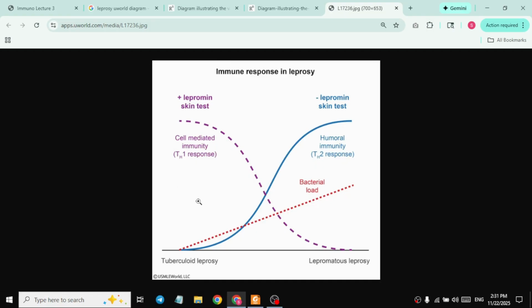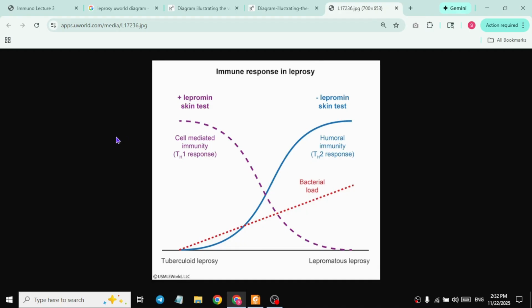But then, if your Th1 response isn't that great, or if the bacterial load is increasing in quantity, then you naturally start to shift to humoral immunity, which just means antibodies, right? Here you're going to start to see a Th2 response. Now, because the cell-mediated response is lost, you cannot mount any skin test. It's all going to be negative. And then you start to see that the leprosy has become more and more disfiguring, involving neurons, debilitating, and all of that. Okay, so those are the two differences.